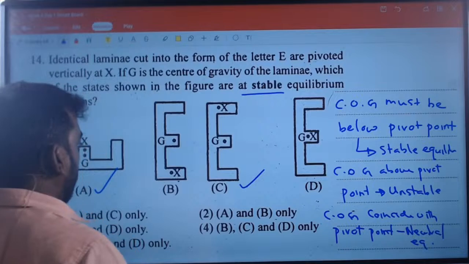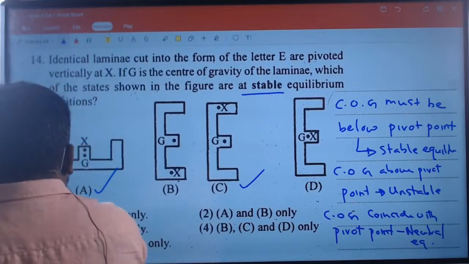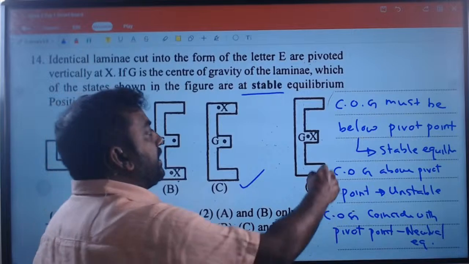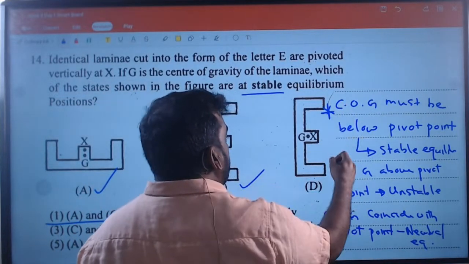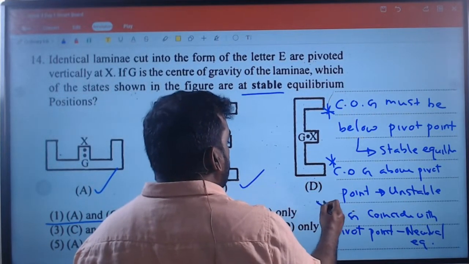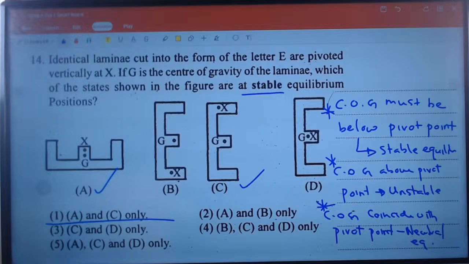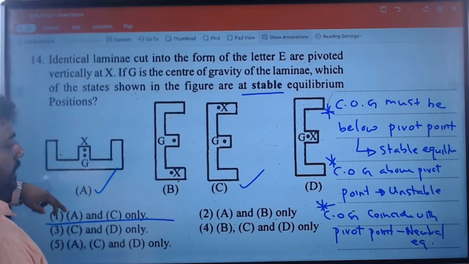A and C possible. A and C possible means 14.1, answer number 1. These are your conditions. Carefully write it for the ones who need it.